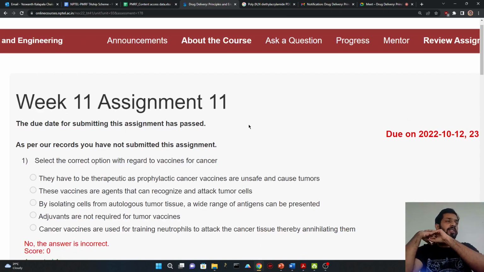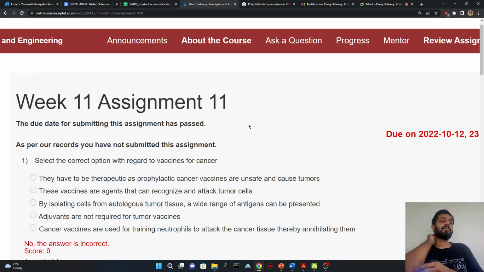Select the correct options with regards to vaccines for cancer. Option C: by isolating cells from autologous tumor tissue, a wide range of antigens can be presented. Yeah, that's true. These vaccines are agents that can recognize and attack tumor cells is not true, right? That's not what vaccines are. And they have to be therapeutic, as prophylactic cancer vaccines are unsafe and cause tumors is not true.